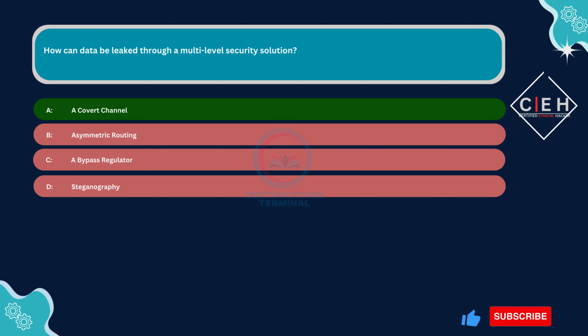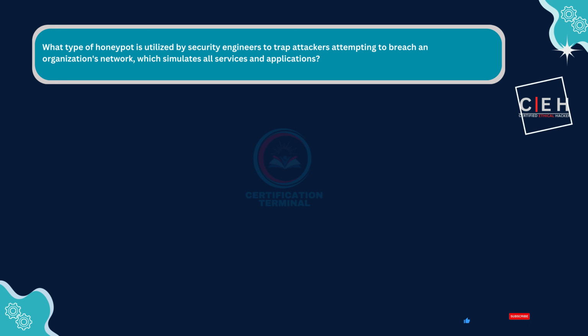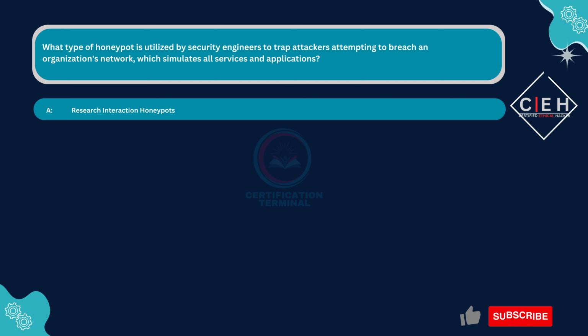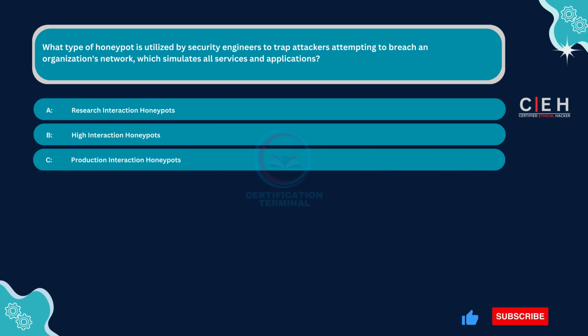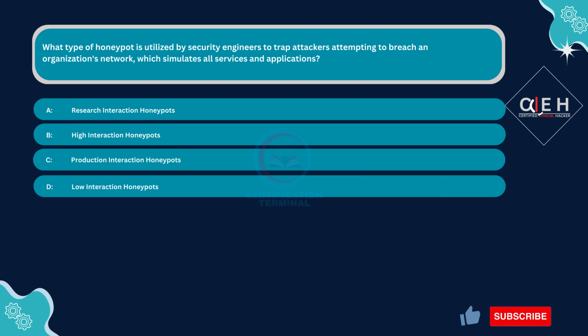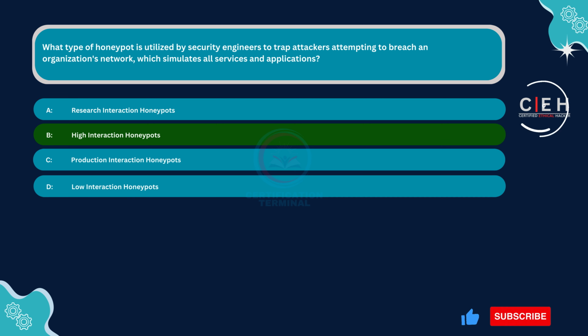Next question. What type of honeypot is utilized by security engineers to trap attackers attempting to breach an organization's network, which simulates all services and applications? Option A, research interaction honeypots. Option B, high interaction honeypots. Option C, production interaction honeypots. Option D, low interaction honeypots. The correct answer is Option B, high interaction honeypots.